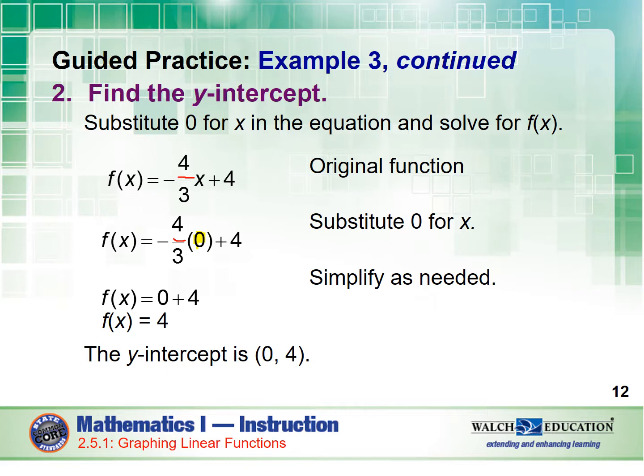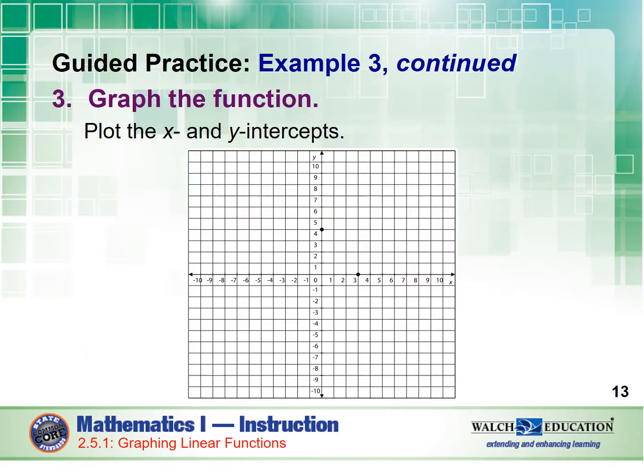So anything times 0 is 0. This is actually really easy because this whole part, negative 4/3 times 0, is just 0. And so 0 plus 4 is 4. The y-intercept is (0, 4). Again, a common misconception is when you accidentally reverse it and you put (4, 0). So make sure that you plug the number in the right place, either for x or y, when you're finding your intercepts.